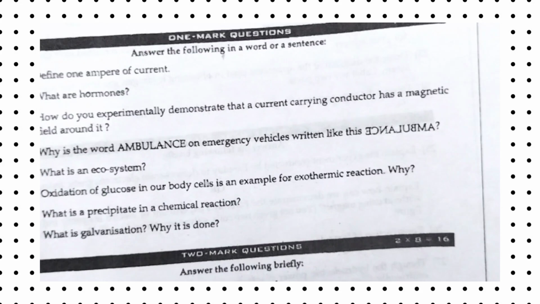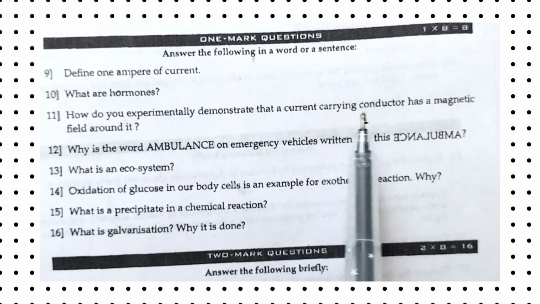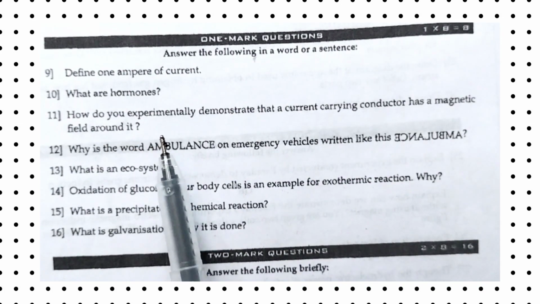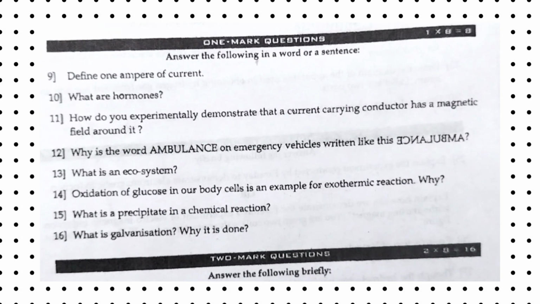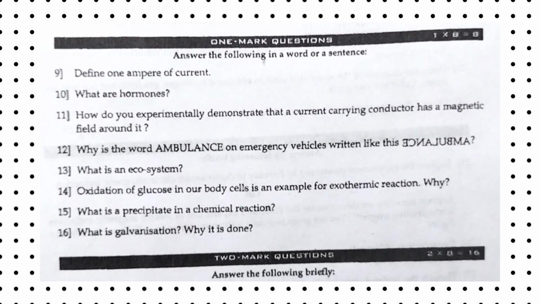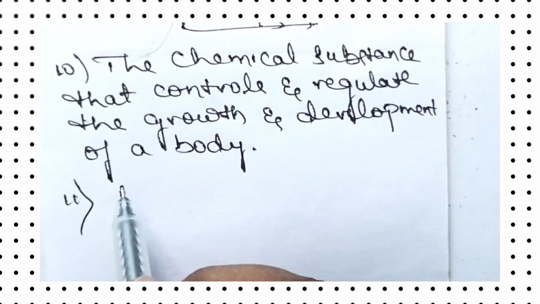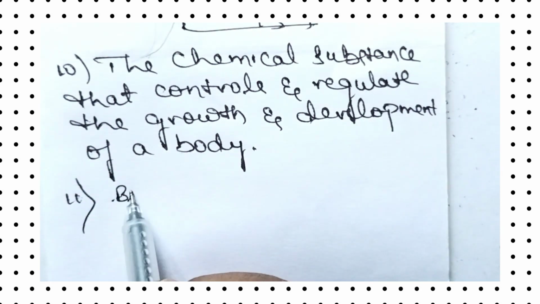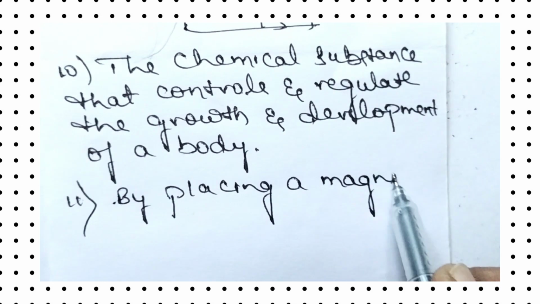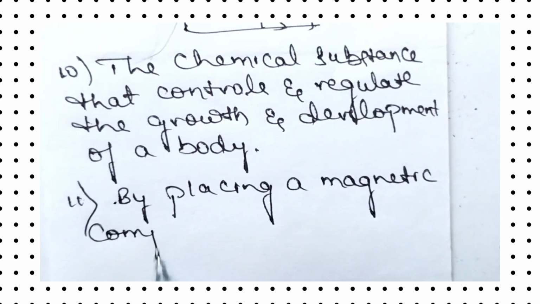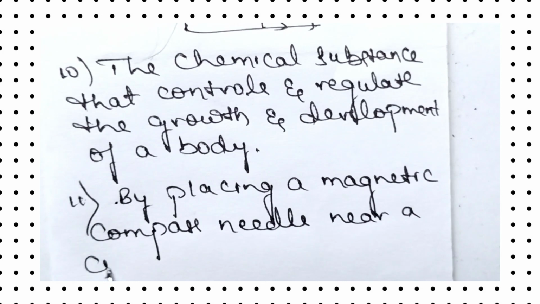The 11th question is: how would you experimentally demonstrate that a current carrying conductor has a magnetic field around it? So let us answer this question. We can experimentally demonstrate that a current carrying conductor has a magnetic field around it. Since this is a 1 mark question, by placing a magnetic compass needle near a current carrying conductor.